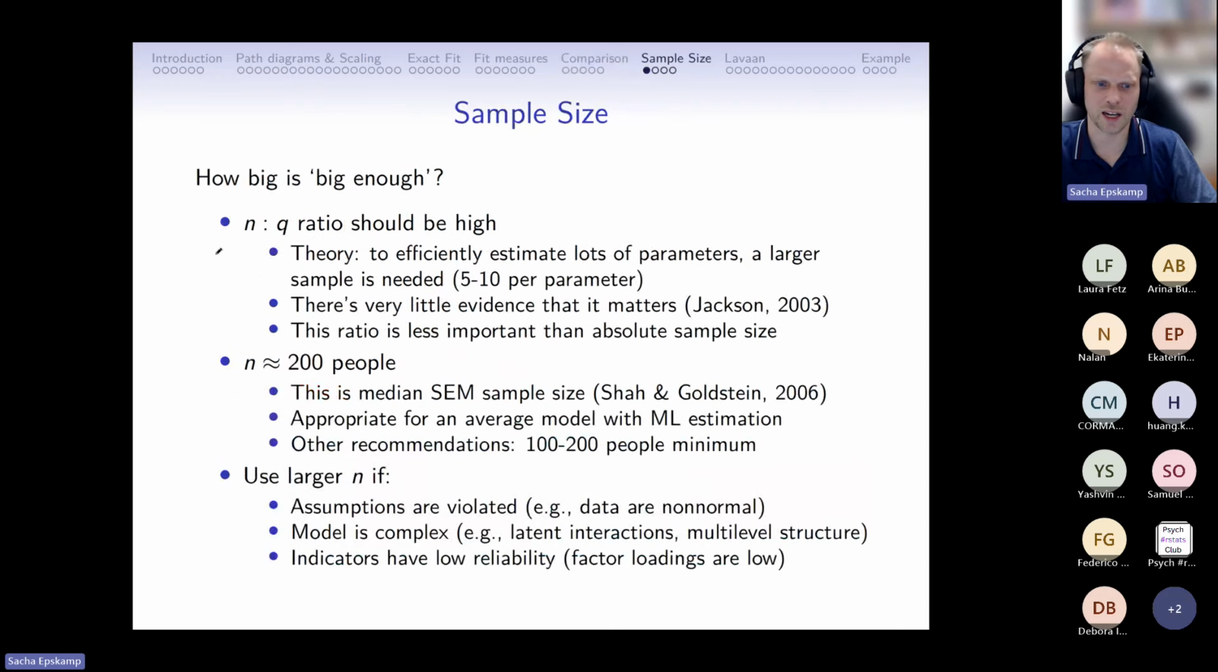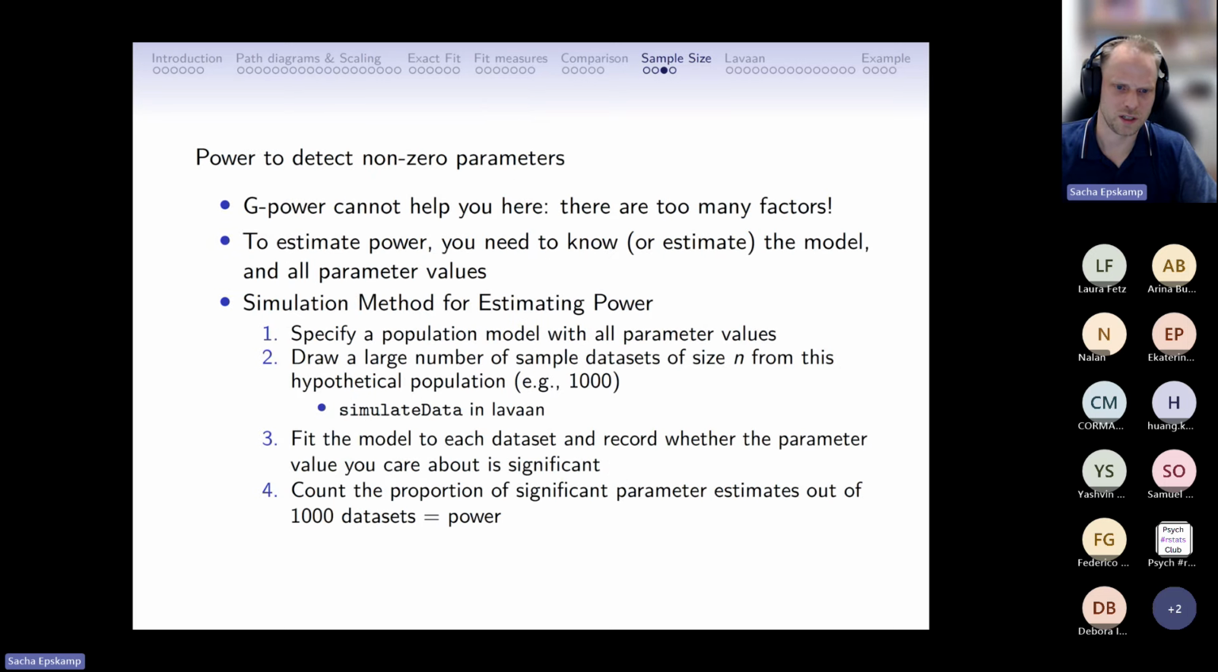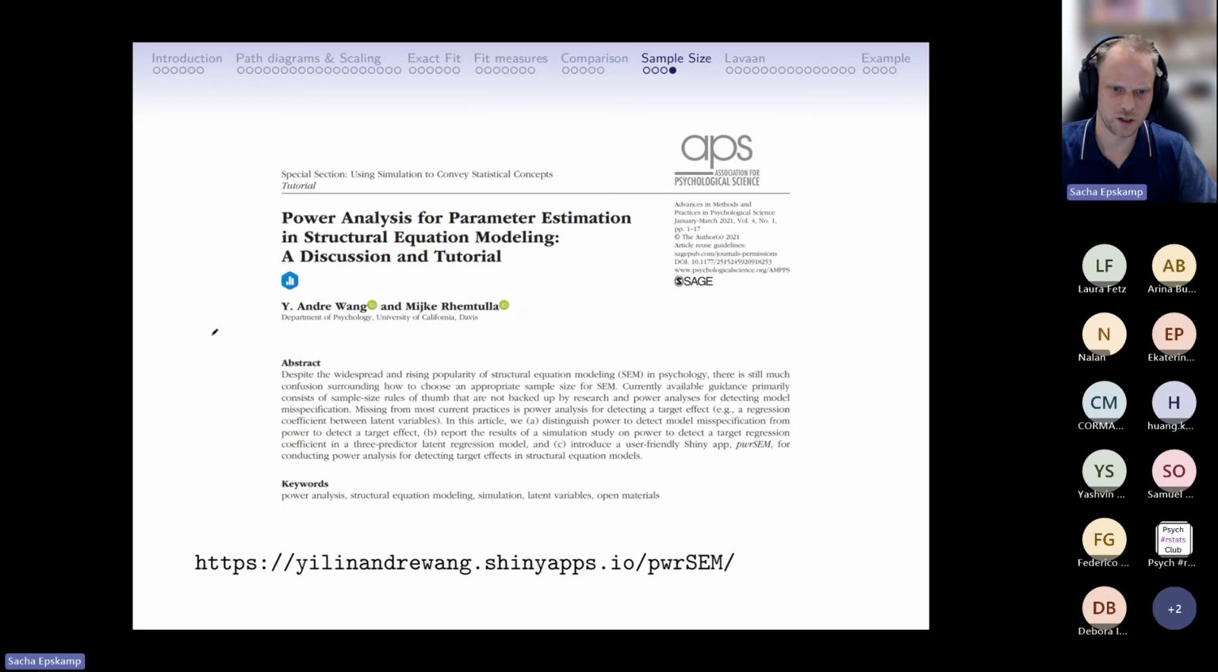There are some general guidelines, like about 200 people at least, or 5 to 10 per parameter, or 100 to 200 people minimum. Some rough guidelines, but usually, yeah, it's really hard to say. It really depends on what you want to do. But there's a nice paper. I'll just show the link to the paper.